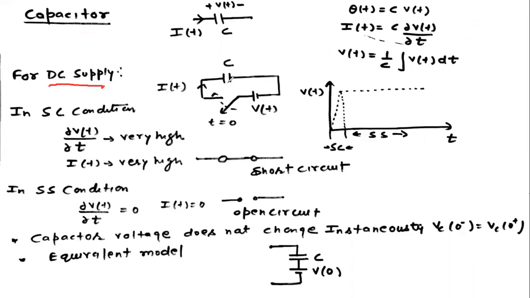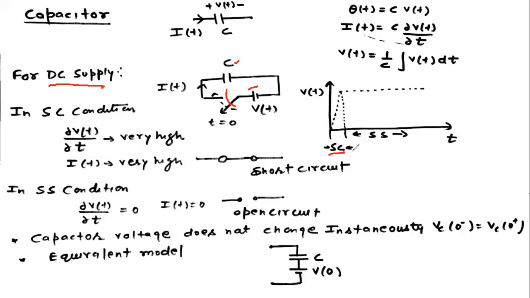Now we are seeing the behavior of a capacitor for a DC supply. Here we have shown a figure, that is my capacitor C, and we are applying a voltage v(t) across it. Suppose the switch is closed at t equal to 0. This represents that the switch is closed at t equal to 0. So there are two conditions. First is what we represent as SC, representing the switching condition.